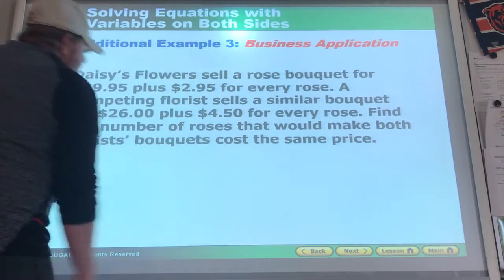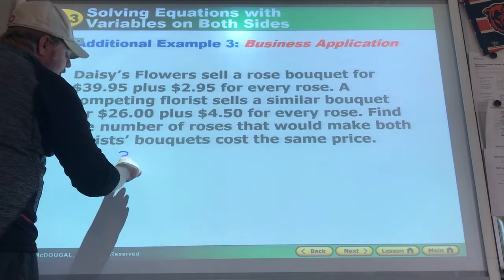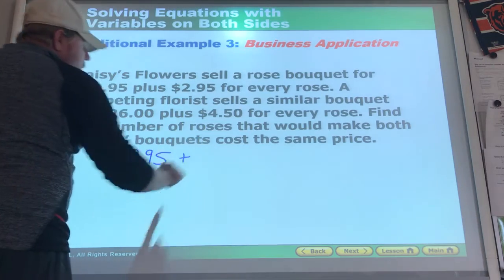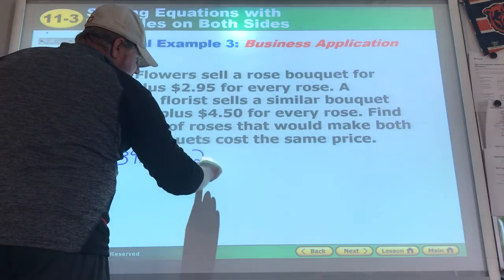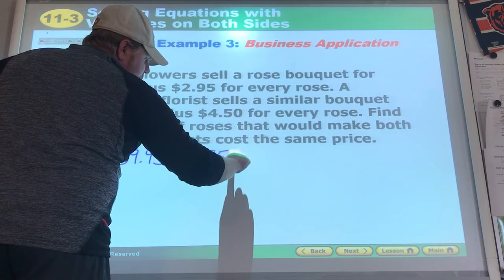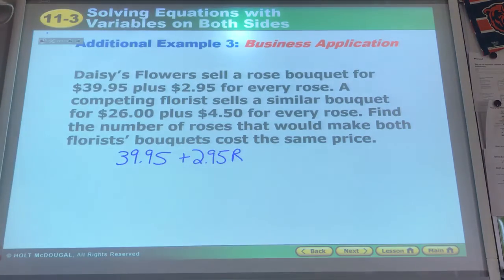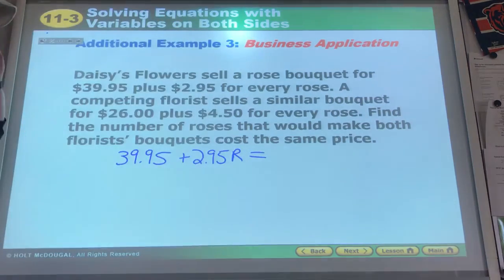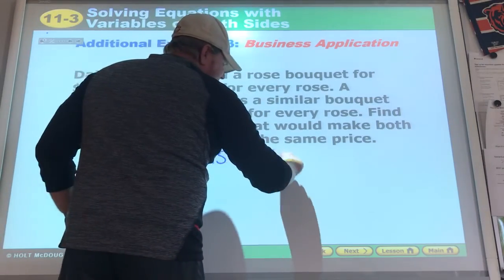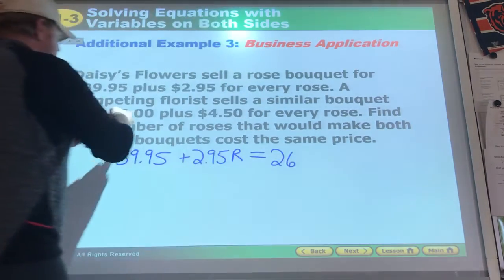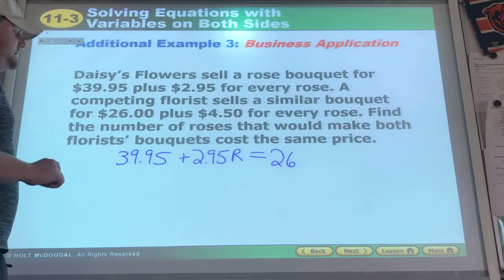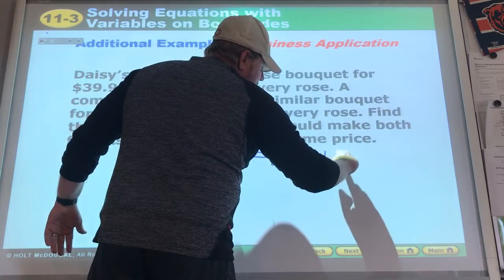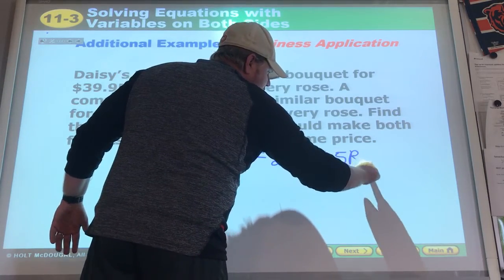They were lovely and nice and big jerks and said $39.95 was this price. Plus, we're going to add $2.95 for every rose. That's how you get the total cost of their bouquet. The other company, they're like, oh, we only charge $26 for the bouquet. Oh, nice even number. We don't have to write those two decimals there. But we charge $4.50 for every rose.